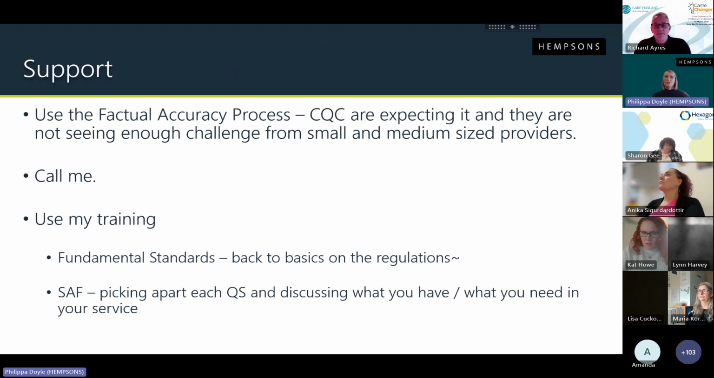Do use the factual accuracy challenge process. CQC are expecting it, and they will openly say that they're not seeing enough challenges from small and medium-sized providers. Do call me. Care England members are entitled to 20 minutes worth of free advice. I'm not prescriptive on that 20 minutes either. So if we end up being on the phone for half an hour, or we've got a few emails going backwards and forwards, I really don't mind, because I want you to really maximise the best that you get out of your service. But do use my training.